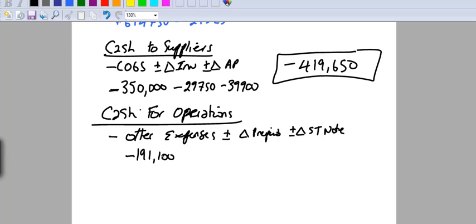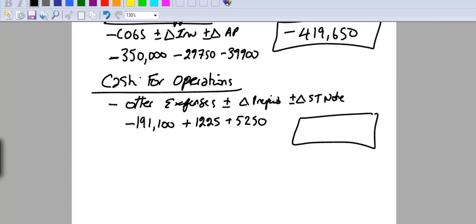And I'm going to look at my prepaid. My prepaid went down, so I'm going to add 1,225 to it. And then I'm going to look at my short-term notes payable. It's gone up, so I'm going to add 5,250. The sum of this section is as follows. Minus 184,625.